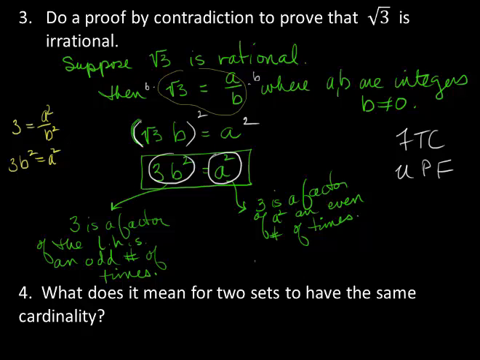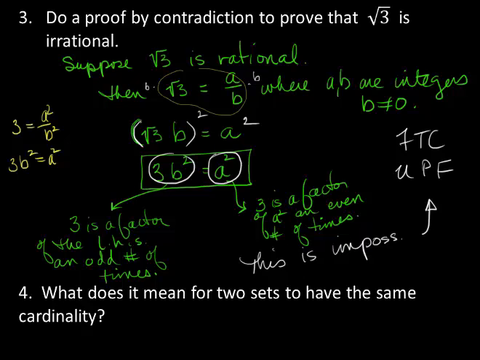Therefore, this is impossible because it contradicts unique prime factorization. Therefore, our supposition was incorrect and the square root of 3 must be irrational. We know every real number, that's just all the decimal numbers. So a decimal number is either repeating or non-repeating. And so real numbers are either rational or irrational.